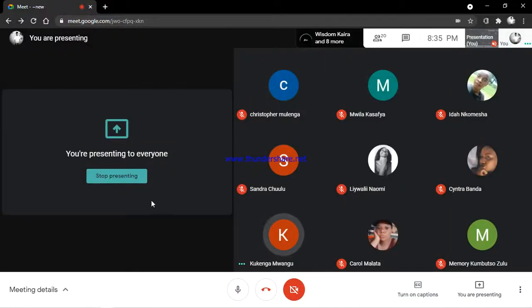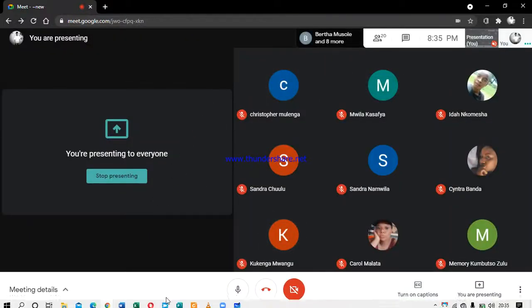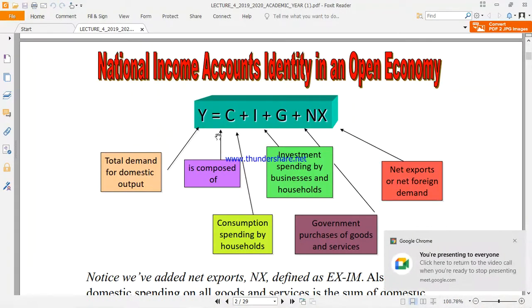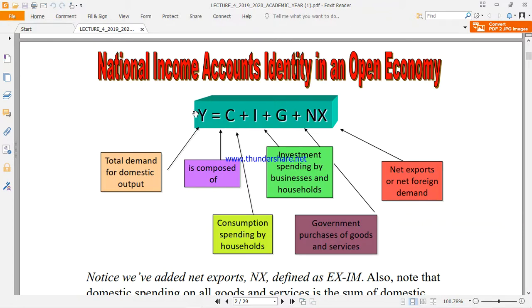Okay. So what we are saying is that now we are going to open an economy, which means we're going to allow our economy to actually transact with other countries. So we are saying that the total demand for domestic output is composed of consumption, which comes from households, and then investment, which comes from businesses and households, and then government purchases of goods and services, which comes from the government, and then net exports, which is the difference between what we export and what we import.